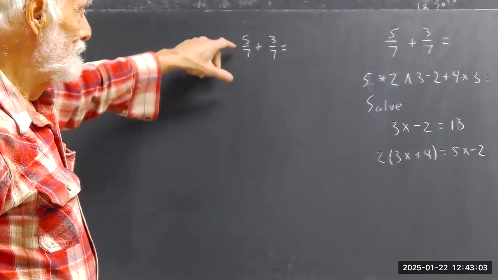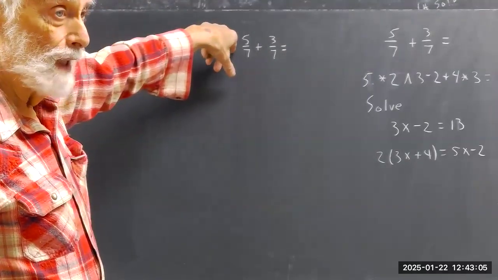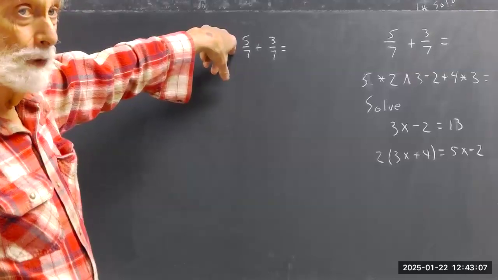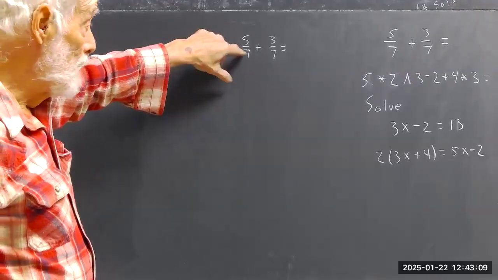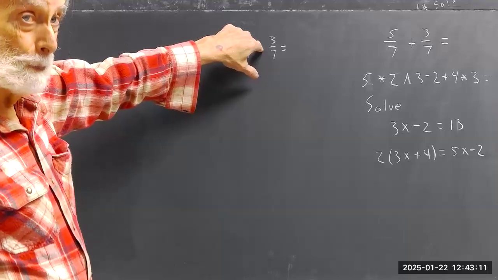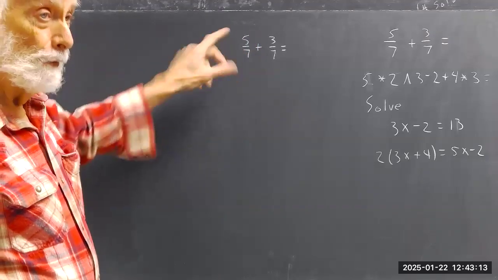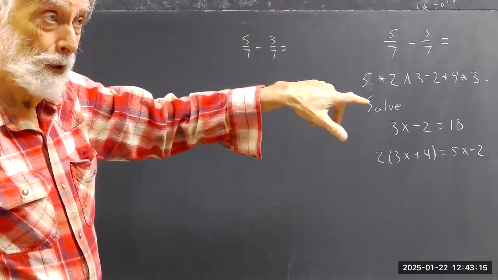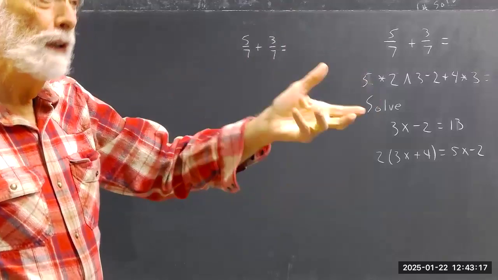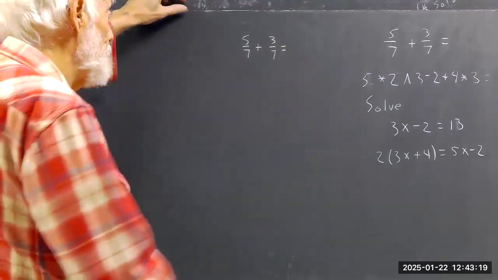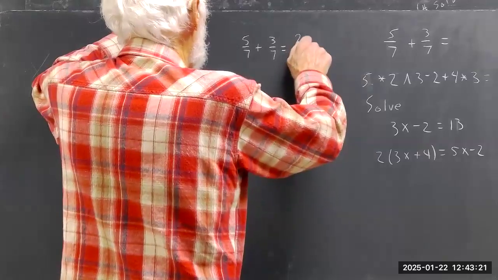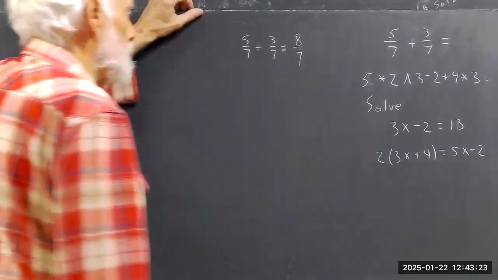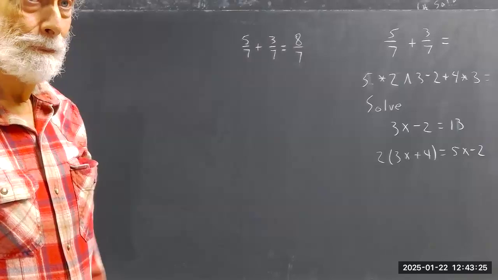Well, we've got sevenths, you're right. How many sevenths do we have? We have 5, right? And we have 3/7 here. Now, if we've got 5 of something and 3 of something, how many do we have? We have 8. And of course, that's 8/7. So that's what we get.